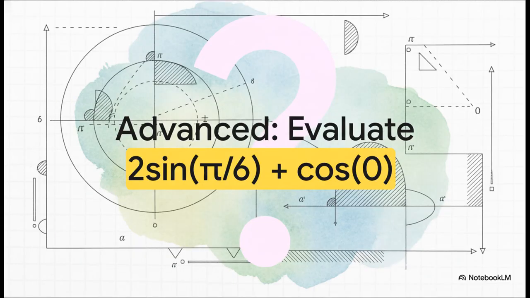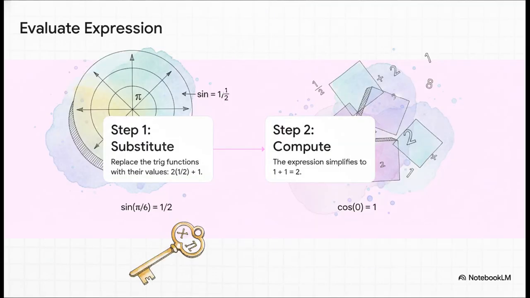All right, let's step it up one more level. How would you handle an expression like this? 2 times the sine of pi/6 plus the cosine of 0. It looks complicated, but we just swap out the trig functions with their actual values from our master key. We know the sine of pi/6 is 1/2, and we know the cosine of 0 is 1. So the expression becomes 2 times 1/2 plus 1. Well, that simplifies down to 1 plus 1, which gives us a final answer of 2. See? It's just plugging in the numbers we know.